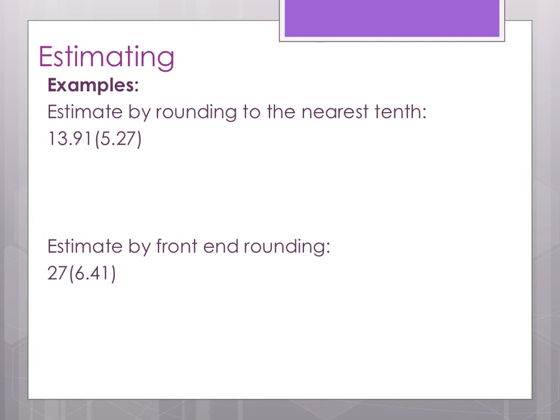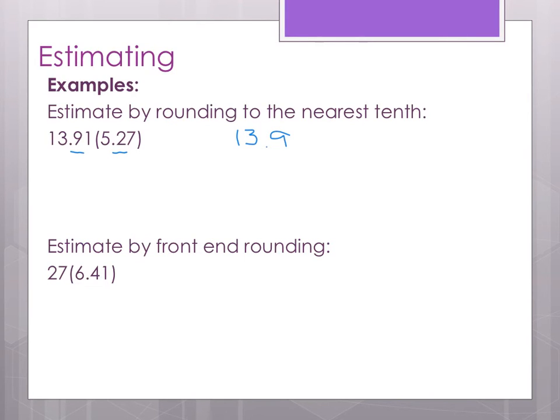Now for some estimating problems. In this first example, they want us to estimate by rounding to the nearest tenth. So that's one place past the decimal. So it's here and here. 13.91. I look to the right of the 9 and I find a 1. The 1 is less than 5, so it's going to make that 9 stay the same. I have 13.9.